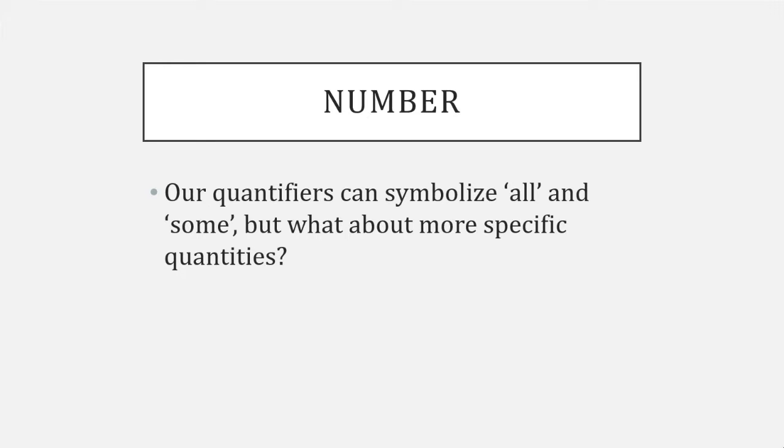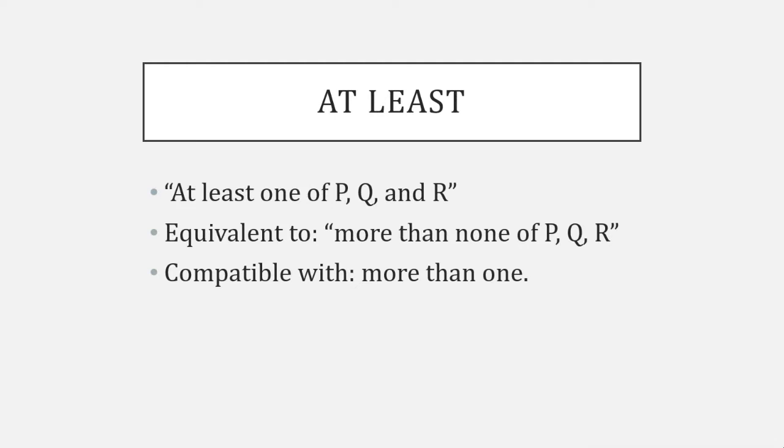symbolization toolkit. Our quantifiers can symbolize all perfectly well and some perfectly well, but those are really quite broad, right? They don't actually give you a specific number of things. So what I want to show you today is a couple of ways to symbolize things like at least, or at most, or exactly. Okay? I'm just going to do it in sentential logic, if that's okay, just to make it visually simple.